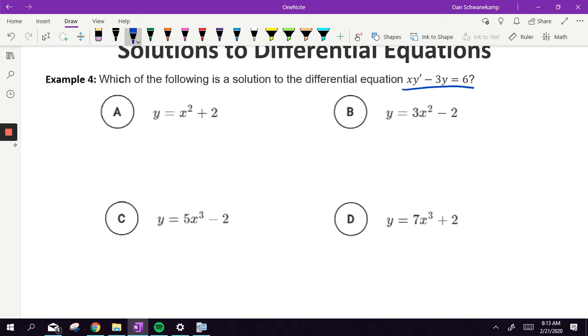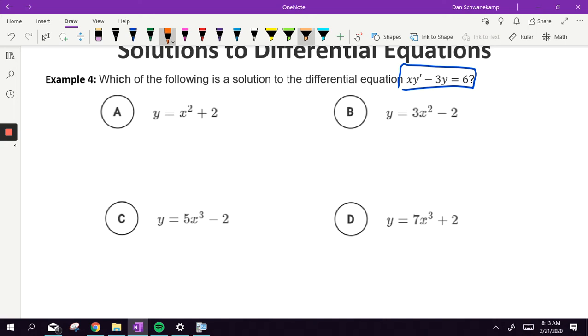Okay, so this is a differential equation because it has derivatives in it and it's got an equal sign. We want to know which one of these y equations would make that statement true: xy prime minus 3y is equal to 6. There might be some great ways of solving that, but here is the best way to do it. Use your multiple choice answers to try to figure it out. It might take a second, but we can do it.